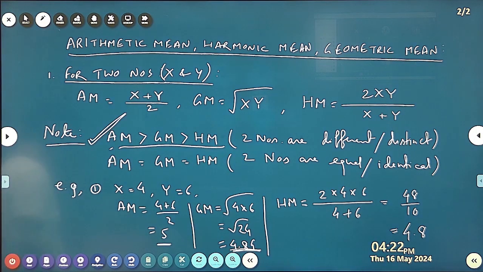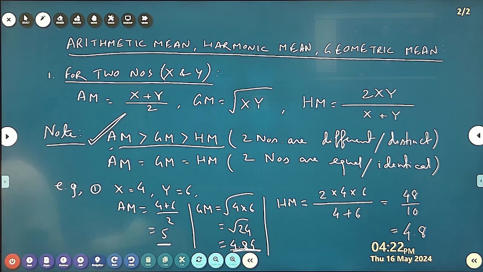Arithmetic mean we already did. Yesterday we did mean and median, which is actually the arithmetic mean. So today I'm going to start with harmonic mean. Geometric mean will be a little more difficult. So let me start with harmonic mean. It is on page number 284 in your model.